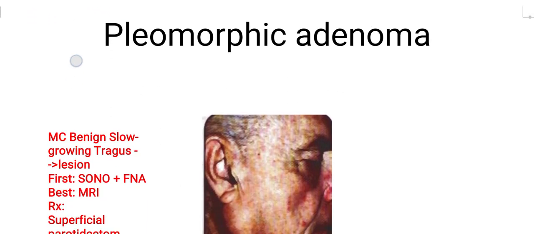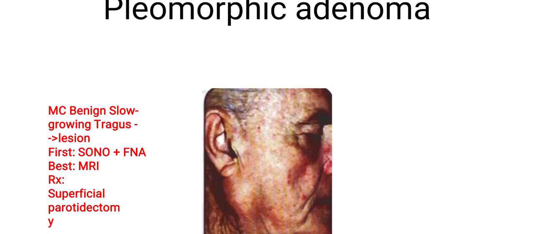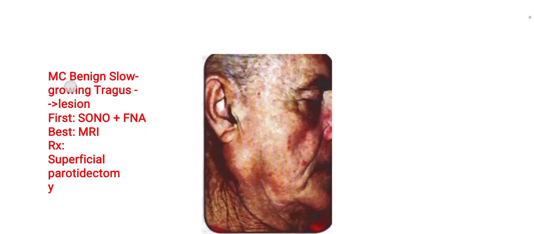Our next picture is the pleomorphic adenoma. This is a benign tumor of the parotid gland, and for this, the first investigation is the ultrasound, and then FNA should be done. If, while giving this picture, the examiner is asking about the best investigation which confirms the diagnosis, then MRI should be the option. It means we have to choose the MRI rather than FNAC and sono if they are asking about the confirmation of the diagnosis.